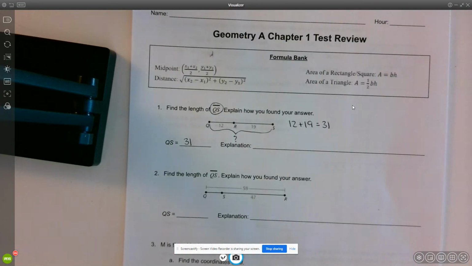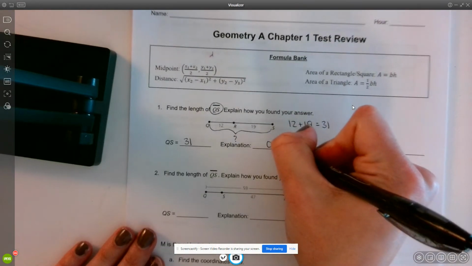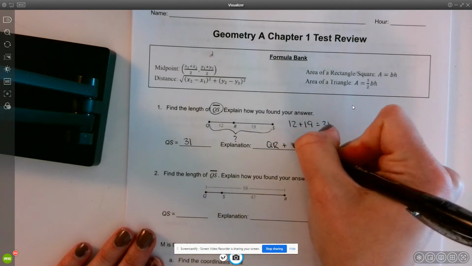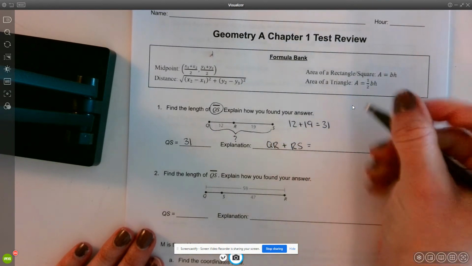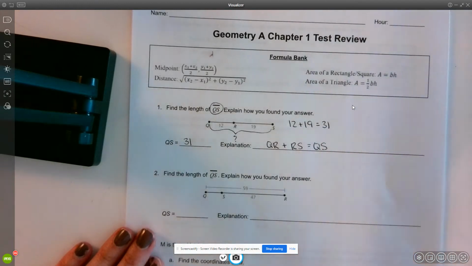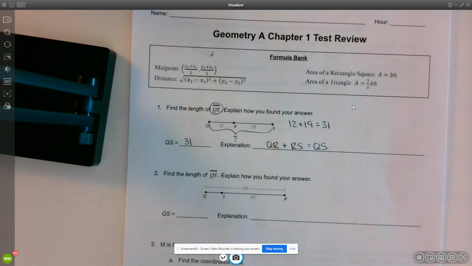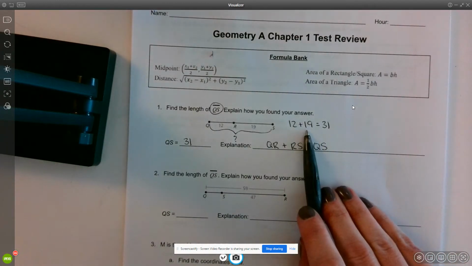And for your explanation, we could say the length of QR plus the length of RS is equal to the length of QS. And that's how we got 12 plus 19 equals 31.